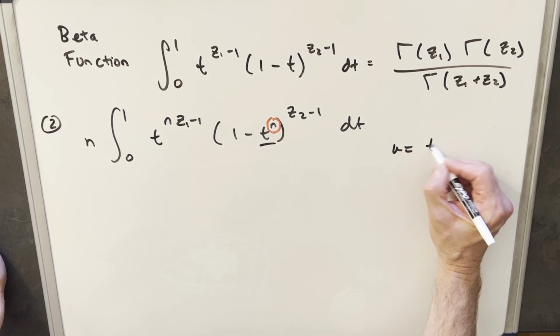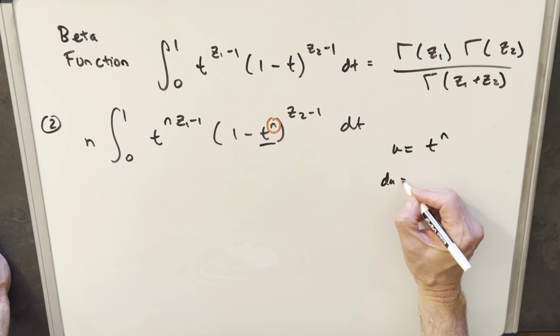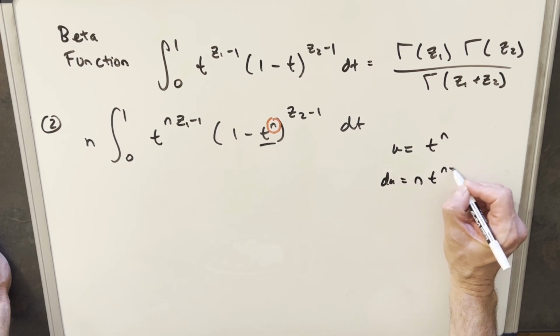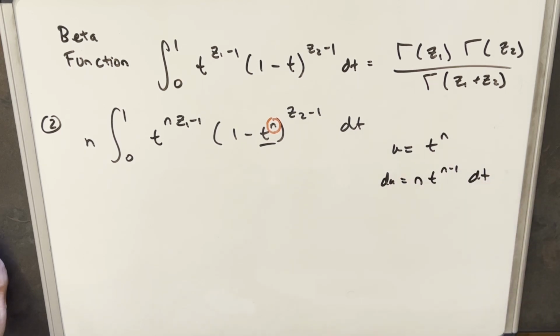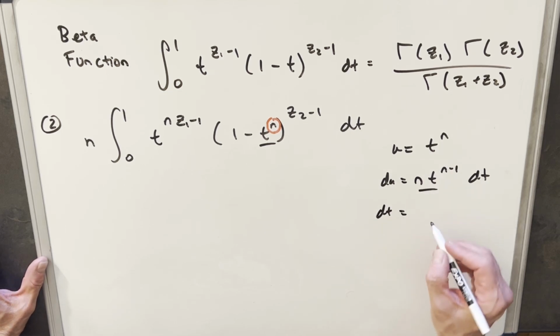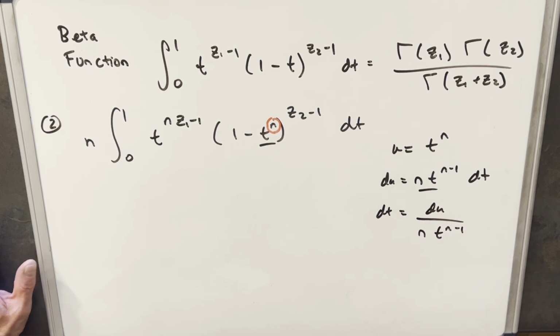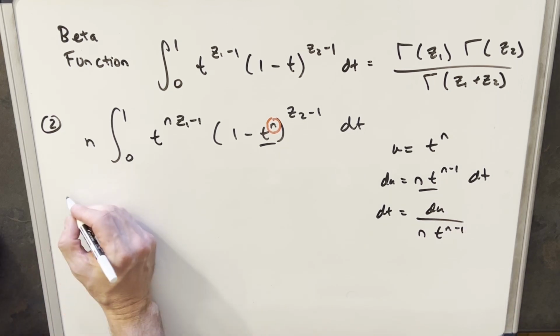So I'm going to make my u substitution. I'm going to say u equals t to the n. And then du is going to be n t^(n-1) dt. And then let's just solve for dt real quick by dividing by this business on both sides. So we're going to end up with du over n t^(n-1). And then let's see what happens when we make this substitution.